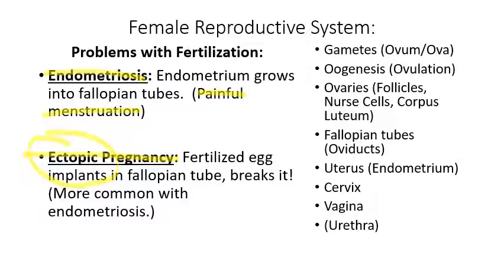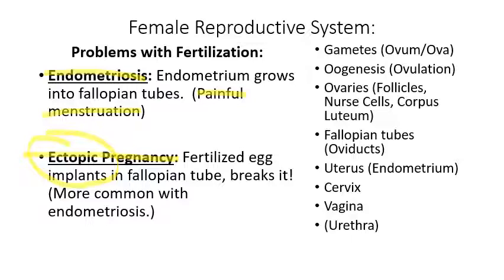So an ectopic pregnancy is where a fertilized egg implants into the fallopian tube instead of into the uterus, and obviously the fallopian tube can't expand to hold a whole developing baby, and so it usually just breaks it instead. And so a woman will have a broken fallopian tube.